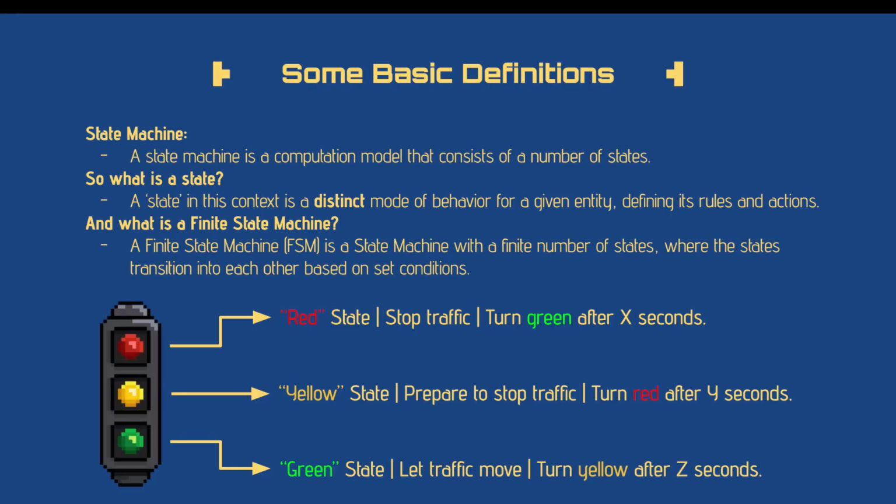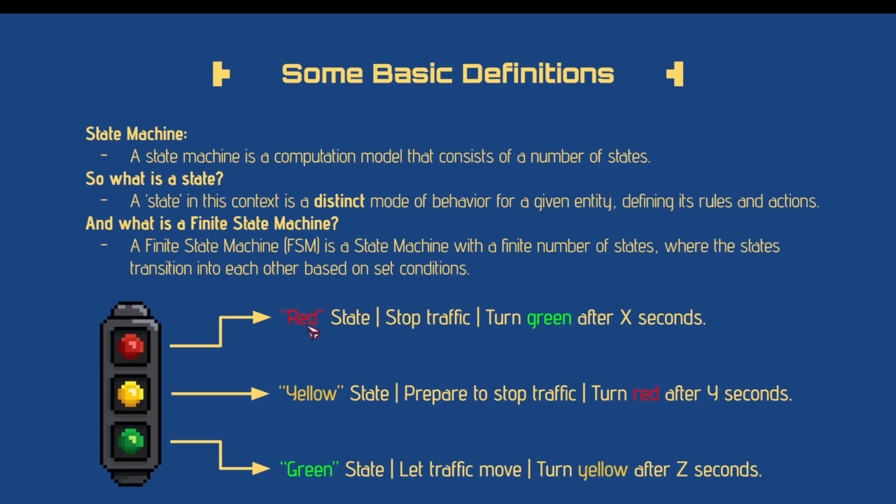And what's a finite state machine? A finite state machine, or FSM, is a state machine with a finite number of states, where the states transition into each other based on set conditions. A really basic and intuitive example of a finite state machine is a traffic light.